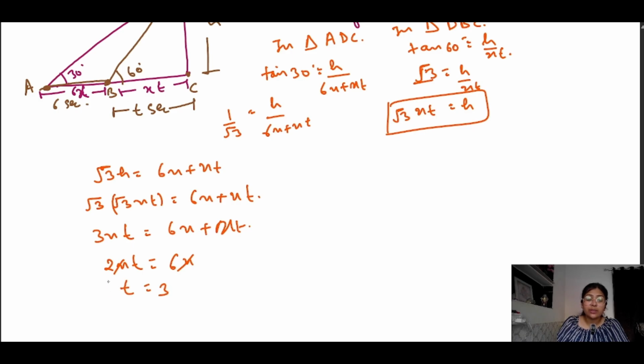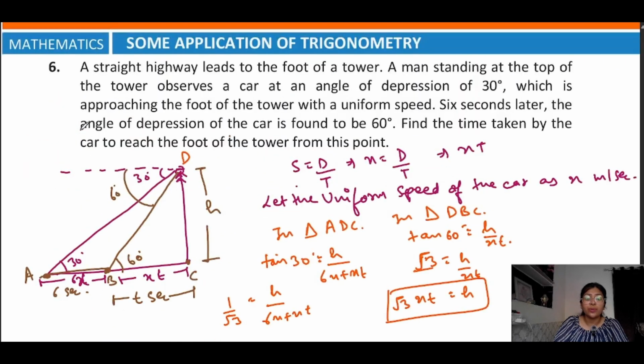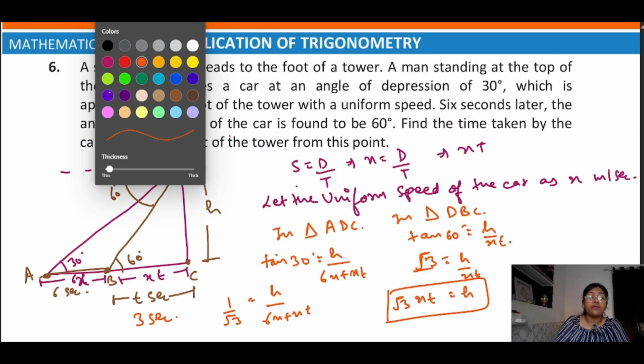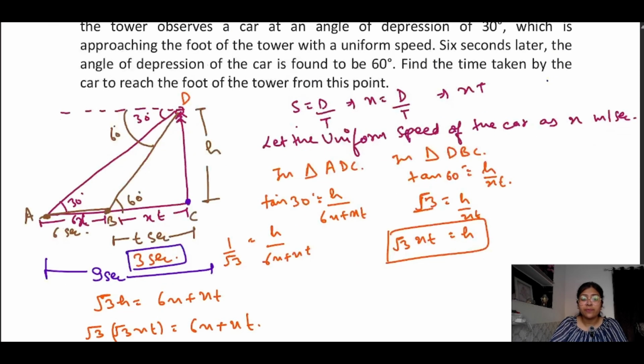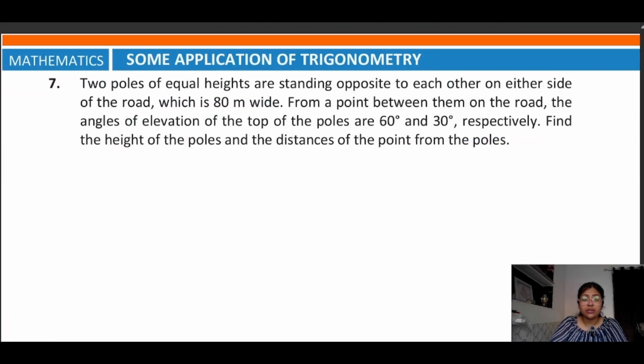So the time taken by the car to reach the foot of the tower from the point B to the point C is 3 seconds. If they asked the total time, the total time is 6 plus 3, 9 seconds. And from B, it took 3 seconds to reach the point C. This is clear. Okay, now move to the next question.